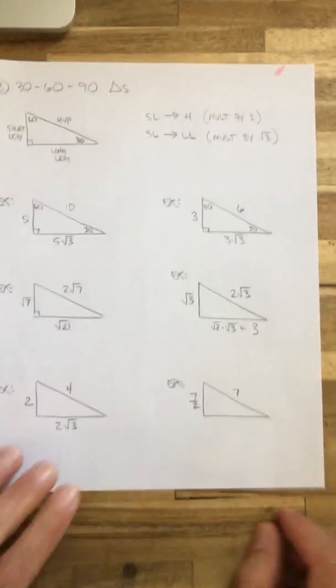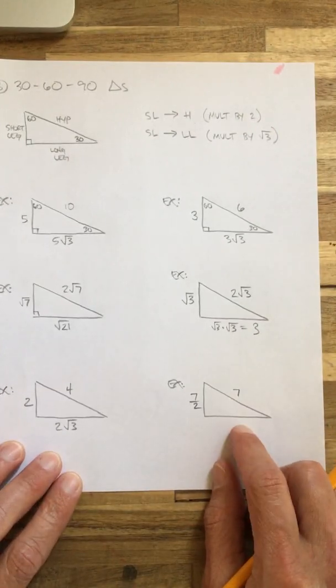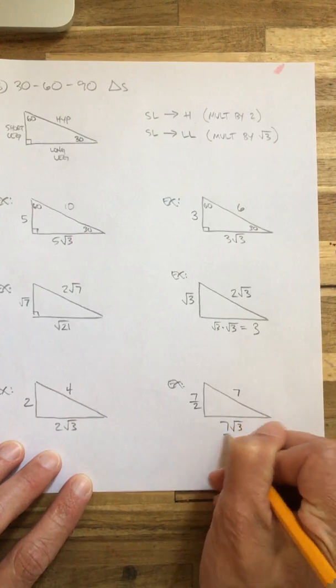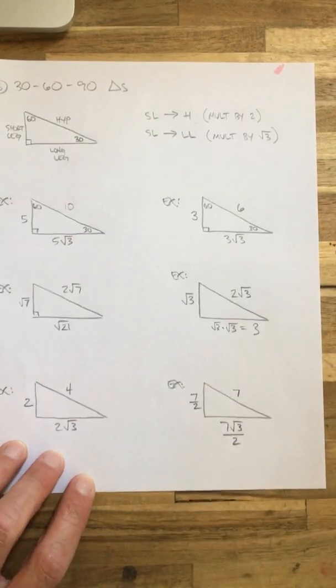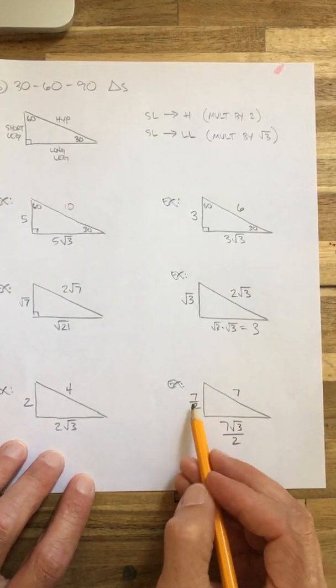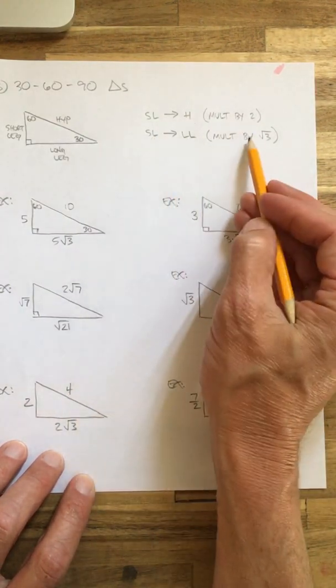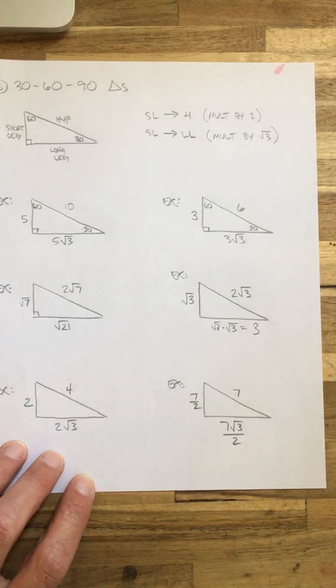And now, all I have to do to get the long leg is multiply by radical 3. So this is 7 times radical 3 divided by 2, and we're done, okay? All I did was take this, multiply by radical 3, just like it says. To go from the short leg to the long leg, multiply by radical 3.